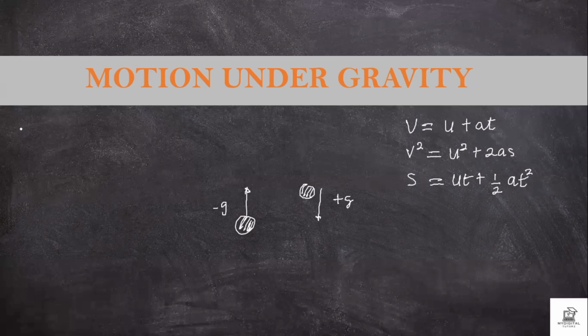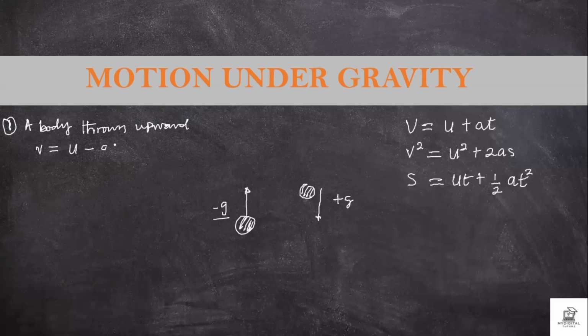So for a body that is thrown upward, our modification will look like this. Our first equation will be V equals U minus GT, because it is thrown upward. Remember, G is negative, so we have minus. Instead of A, we use G.